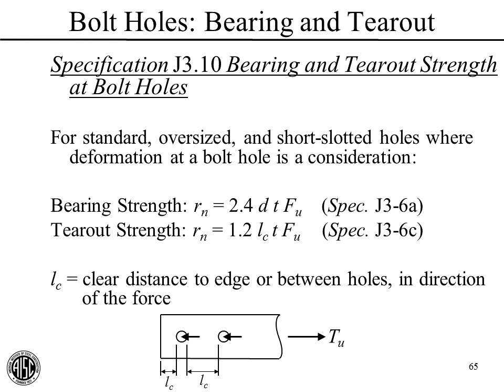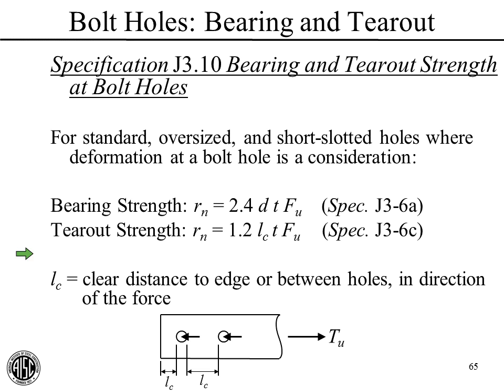Okay, so how do we check these? We're going to go to specification section J3.10, and we're going to use the set of equations for standard, oversized, and short slotted holes where deformation at a bolt hole is a consideration. This will be our typical condition, so we're going to use it. The bearing strength per bolt, note the lowercase r, is 2.4 times the bolt diameter, d, times the thickness of the connected part, t, times F_u for the connected part. The tear out strength is R_n, and since we have two of these 0.6 factors, it's 1.2 times L_c times t times F_u.